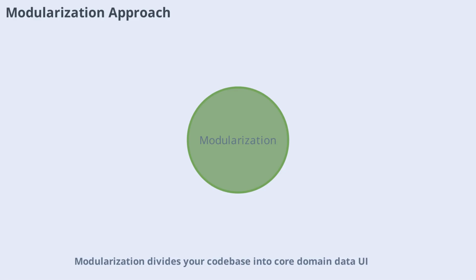Modularization divides your codebase into core, domain, data, UI, and feature modules. This structure improves maintainability, scalability, and team collaboration. Applying modularization is key for large Android projects.